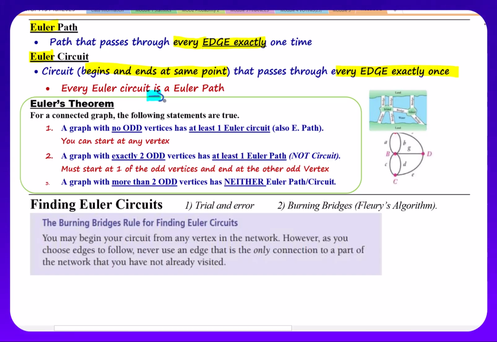So there are going to be two ways to find an Euler circuit. I'm going to skip over to here. You can just do trial and error, which just means I'm going to start somewhere and see if I can do it. And then there is a technique that's called the burning bridges technique. So we are going to start off with, how do we know if there's an Euler path and/or an Euler circuit? So that is this theorem.